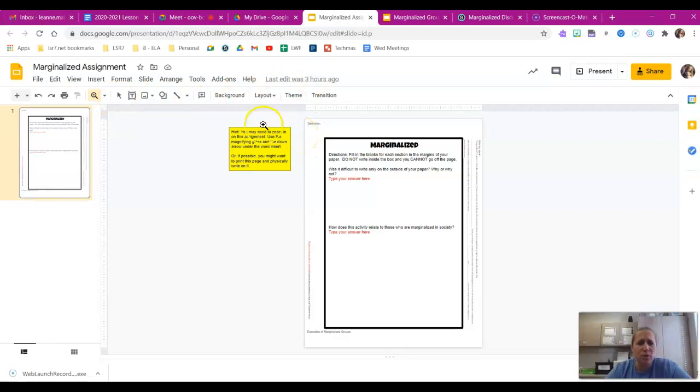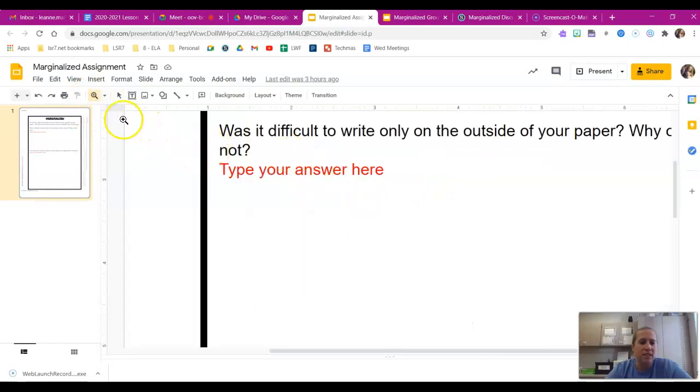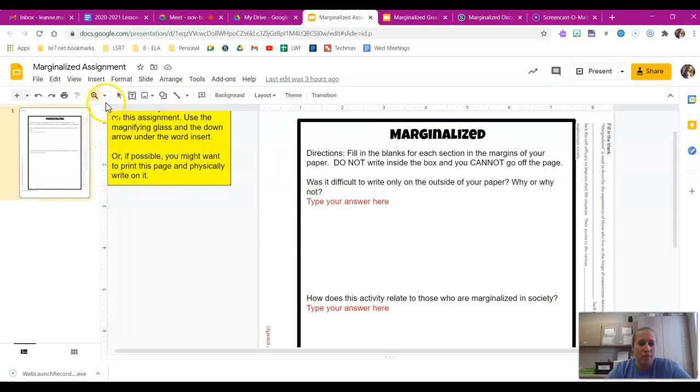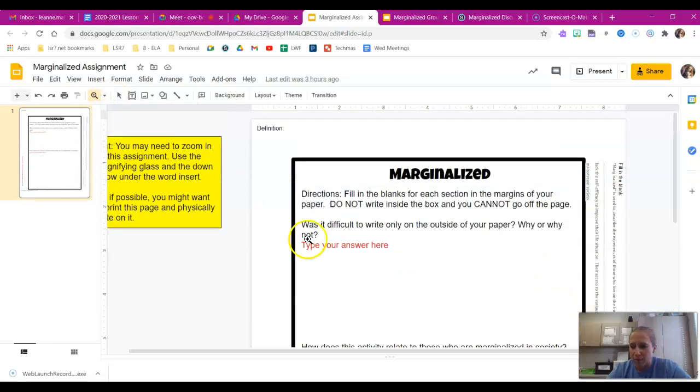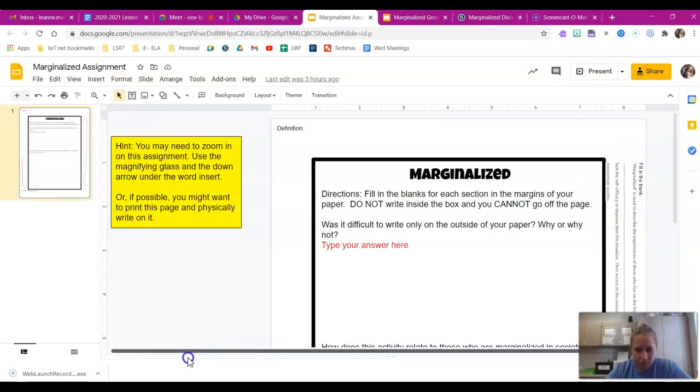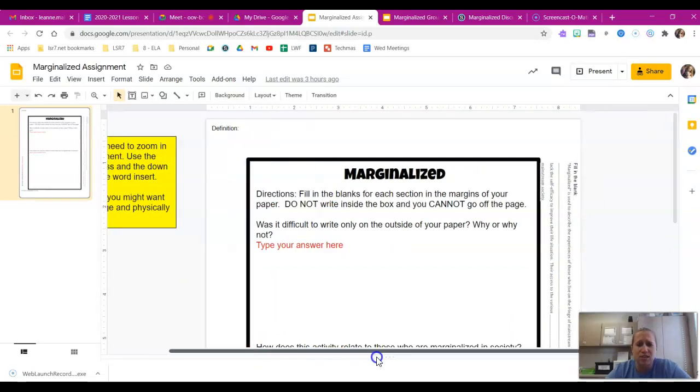The first thing I want to point out is that it says a hint: you may need to zoom in on this assignment. Remember that you can zoom in by clicking here as many times as possible, or you can choose 50 or 100. 100 will probably work. Once you see your cursor looks like a magnifying glass, make sure you go back to your arrow. You either want to zoom in on this, or you may want to print this page and physically write on it for this assignment. I'm going to let you decide.